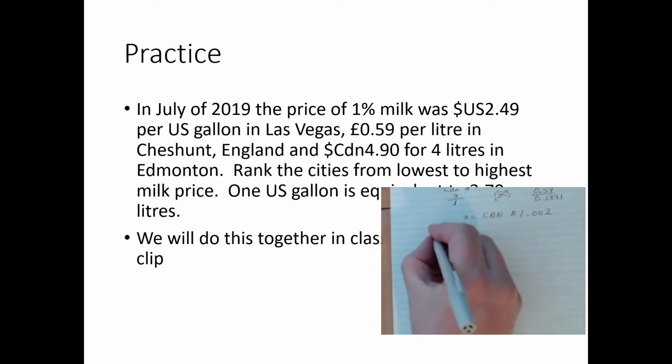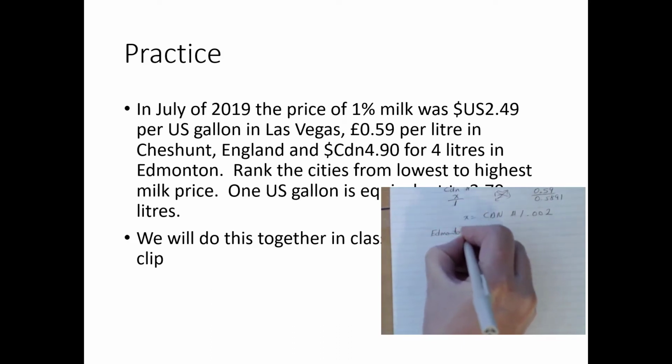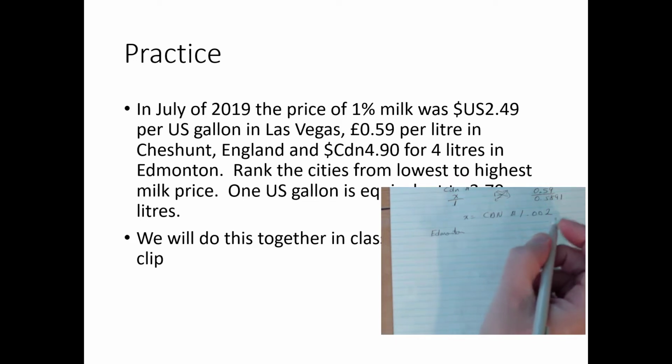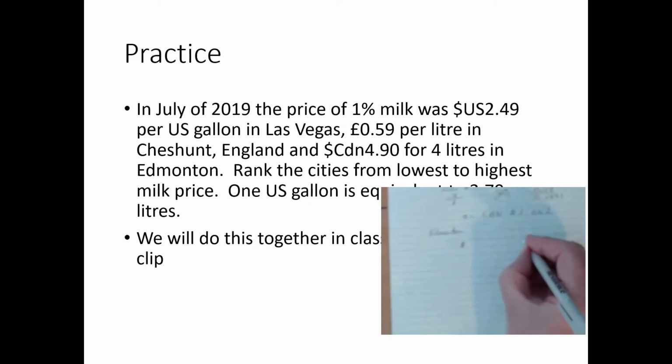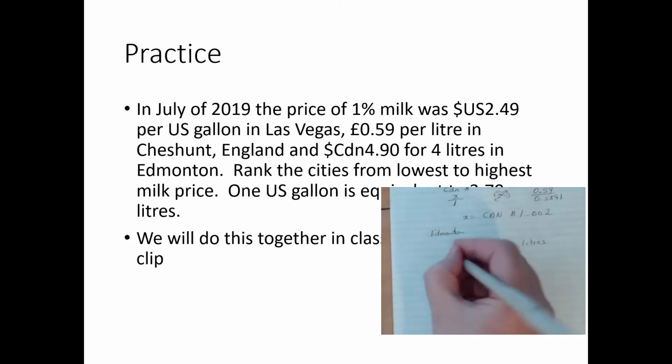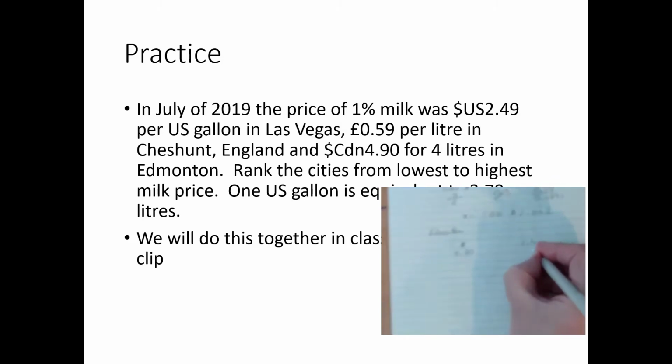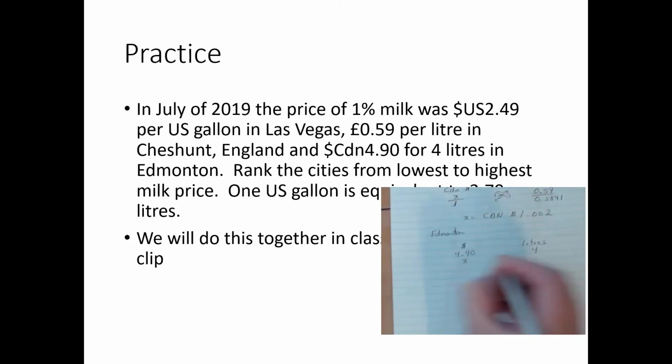Last but certainly not least, let's look at good old Edmonton. Already in Canadian dollars. I'm going to set this up as a ratio, even though it's kind of goofy to do so, just so that I have something to talk about. We see that we have a column for dollars, a column for liters, and $4.90 buys me 4 liters. I don't want to know how much buys me 4 liters. I want to know how much buys me 1 liter. That's x. Same ratio. I get 4x equals $4.90, and x now becomes almost $1.23 Canadian per liter.